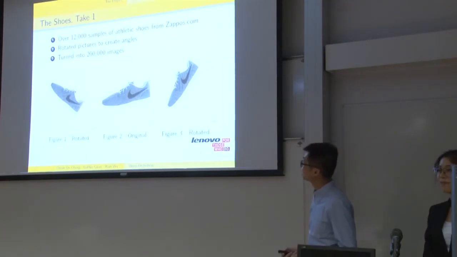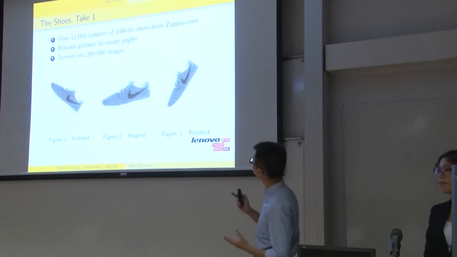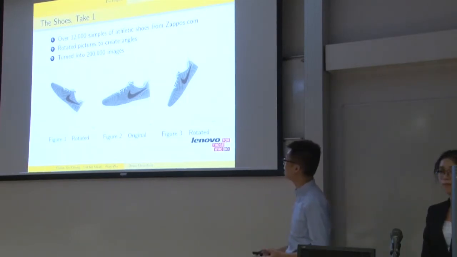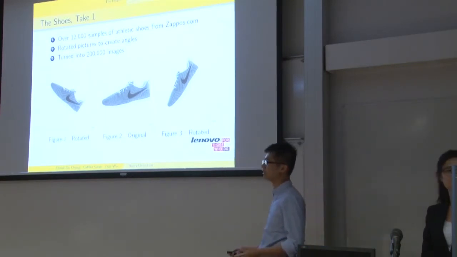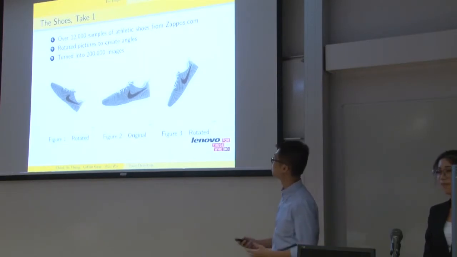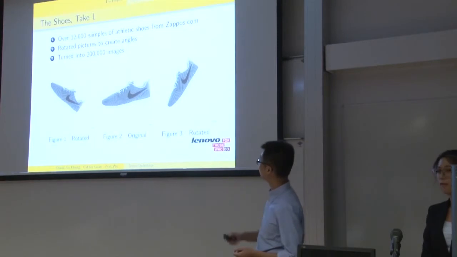And okay, first of all, we need to get our data from the samples.com, which is like Amazon, but especially for the shoes. And after we got all this data, we need to rotate it to get the pictures from different angles and turn it into 200,000 images. And here are some examples of how we rotate these objects.